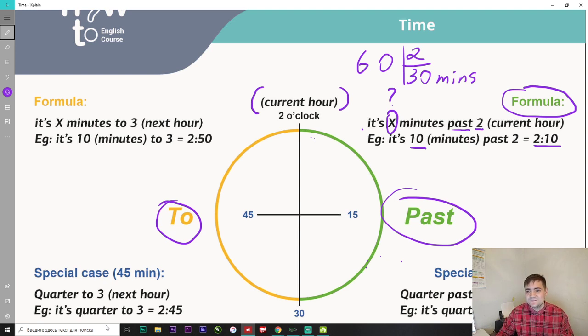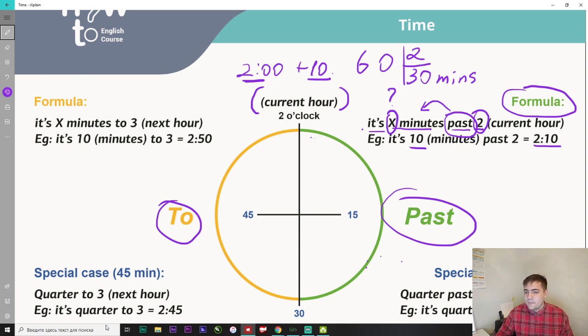Very simple. In Russian, this formula translates like that. Прошло, past, это после, прошло определенное количество минут после вот этого часа. So if we have 2 o'clock and we add 10 minutes, we say that these 10 minutes passed 2 o'clock, right?